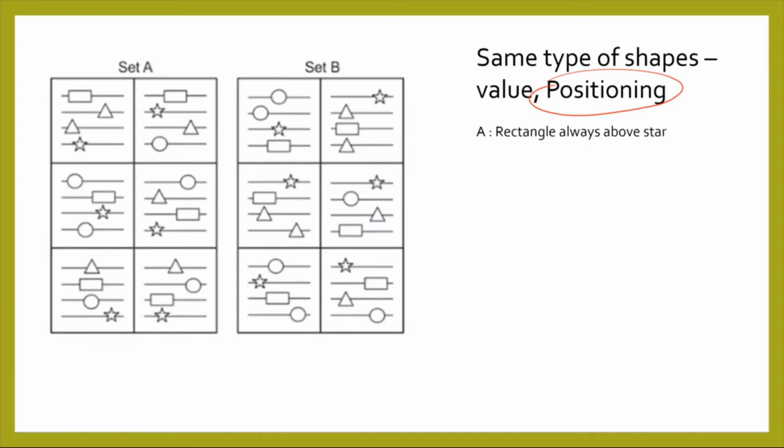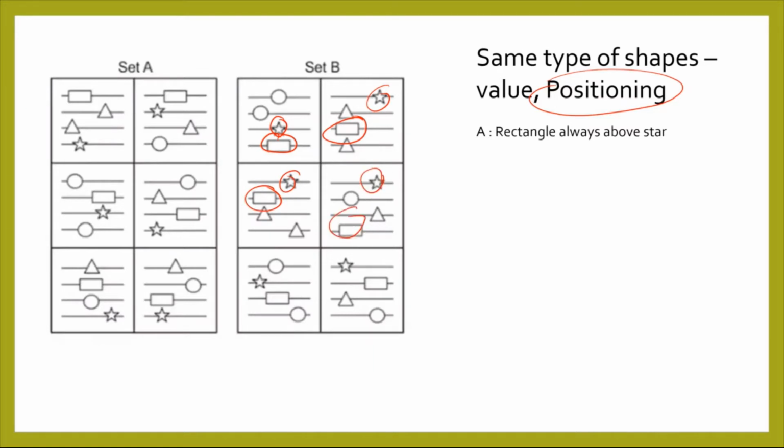So we will be looking for the opposite in set B. The star should be above the rectangle. Yes, that is the case. That is the case in all of them.